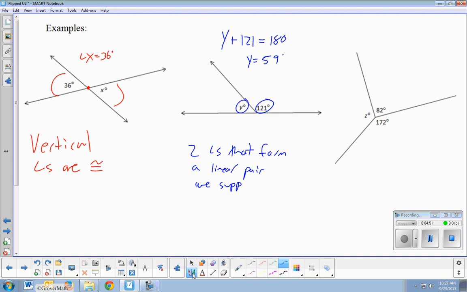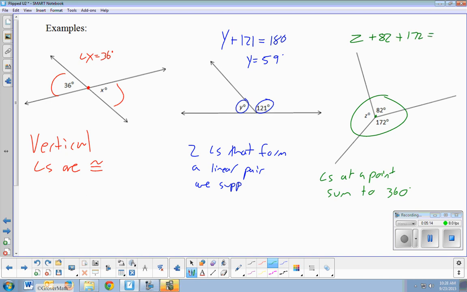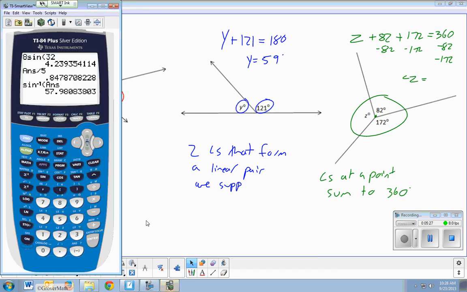This next one, we've got three angles here at a point, and all these three angles together form a circle. So angles at a point sum to 360 degrees. So that's going to be angle Z plus 82 degrees plus 172 degrees equals 360. And so I want to minus 82, and I'm going to minus 172, and that's going to give me angle Z equals what? Let's see, I'll use my calculator for that.